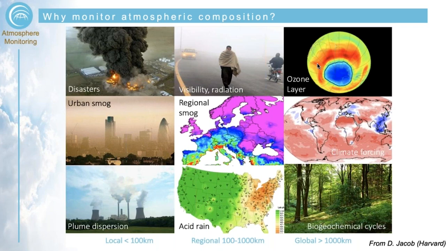In the middle column, we're looking more at the regional scale, which is a horizontal spatial scale of between 100 and 1,000 kilometers. And in this case, we have aspects such as impacts on visibility and radiation, regional smog, so this is urban smog or the atmospheric pollution at the more national or regional or continental scale. And this could also include things like acid rain. And then finally, at the global scale in the right-hand column, we look at things like the ozone layer and the Antarctic ozone hole, which is currently going on now towards the end of September of this year. But then also things like climate forcing of different pollutants and biogeochemical cycles, including things like the carbon cycle and larger scale, global scale processes that affect the atmosphere.